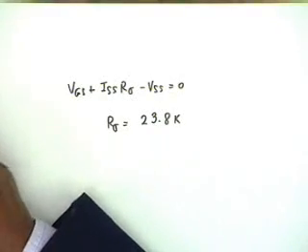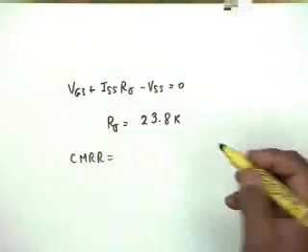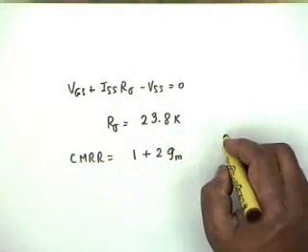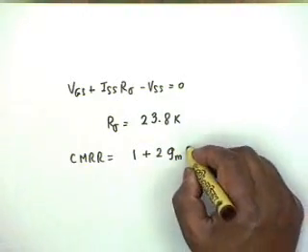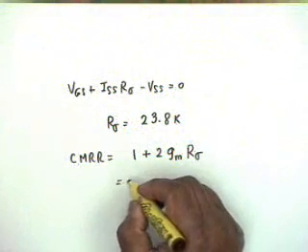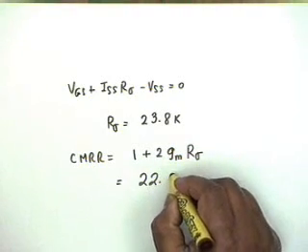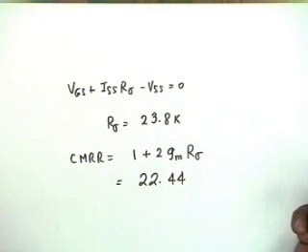Finally, I require the CMRR, and if I know GM and R sigma, CMRR is clear. It is 1 plus twice GM R sigma. It was 1 plus twice GM R EE in the earlier case. If you substitute the values, this comes out as 22.44. I am skipping this numerical calculation. I have already done that. I don't guarantee that it is correct, so I urge you to verify this.